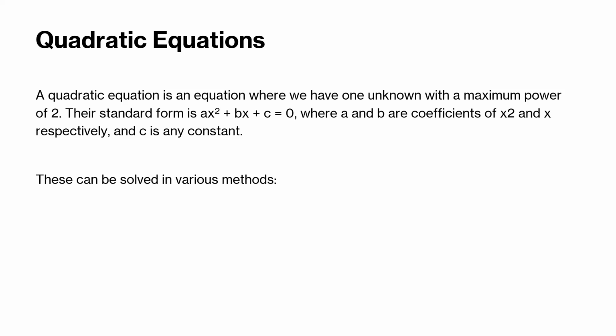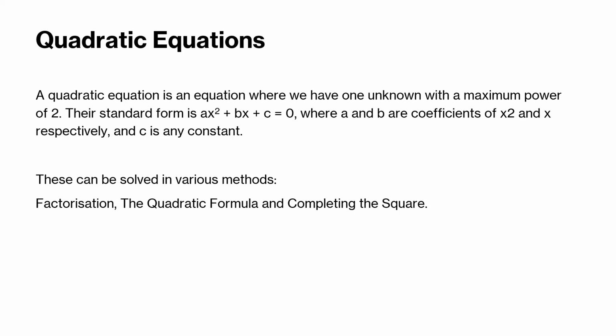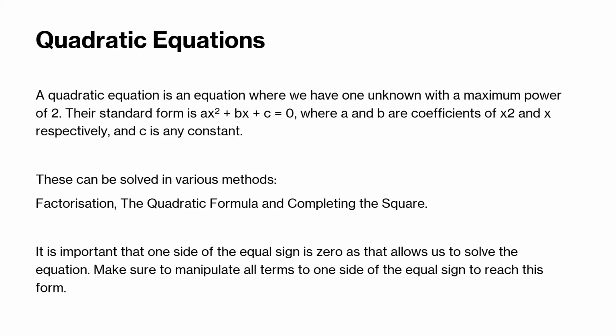These can be solved in various methods: the factorization method, the quadratic formula, and completing the square. It is important that one side of the equal sign is equal to 0, as this allows us to solve the equation. Make sure to manipulate all terms to one side of the equal sign to reach this form, where one side would be 0 and the other is in the form ax squared plus bx plus c.